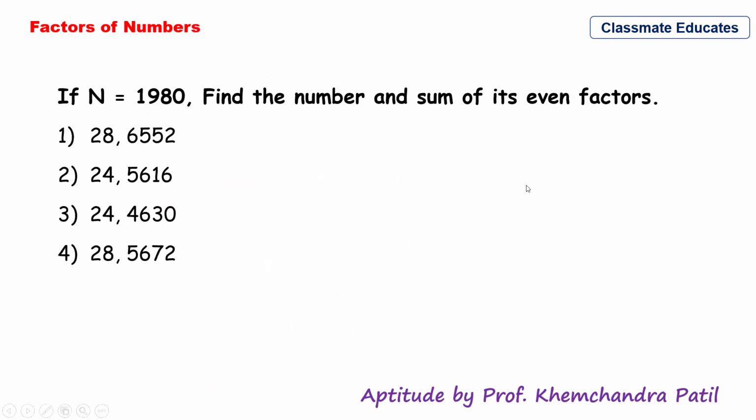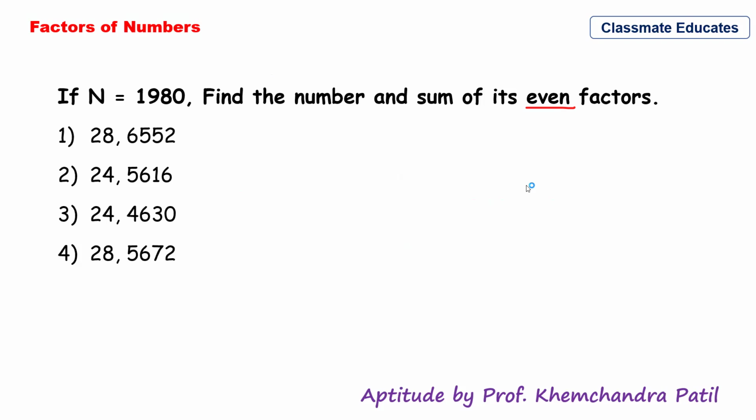Now, this particular question is asking: n is equal to 1980. Find the number and sum of even factors. Again, you require even factors, but there is no additional condition. In the previous question, you were asked for even factors which are multiples of 9. Here you are only asked for even factors.